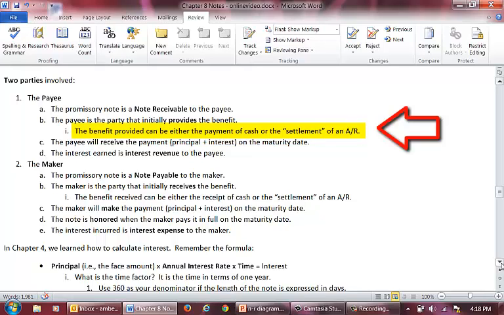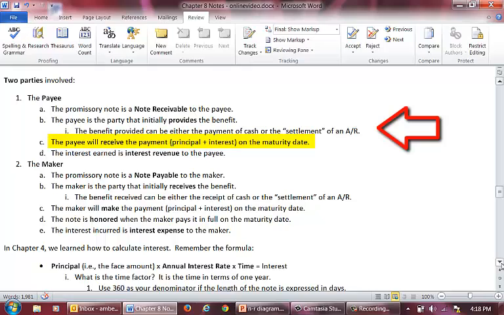Settlement of an accounts receivable simply means that the payee has a customer that owes on account, and they decide to allow the customer to switch from owing on account to owing on a note. The main reason why a customer would want to make this switch is because notes normally allow for a longer time to pay. The note is a notes receivable to the payee because once the benefit is provided, the payee is owed money from the maker.